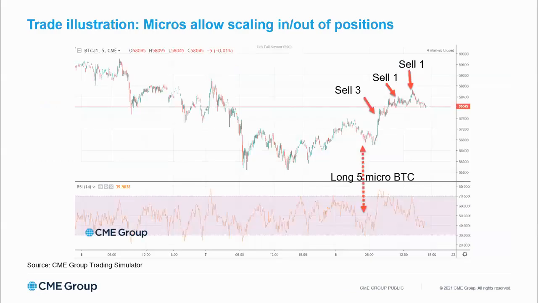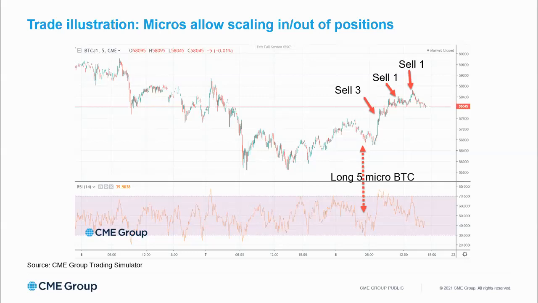And then let's talk about scaling. So scaling in and out of our markets, and specifically with our micro products, has been a relatively new thing for the active individual trader community at CME Group ever since we launched our suite of micros. We launched micro gold and micro currencies many years ago, but we launched our micro equity indexes back in May of 2019.